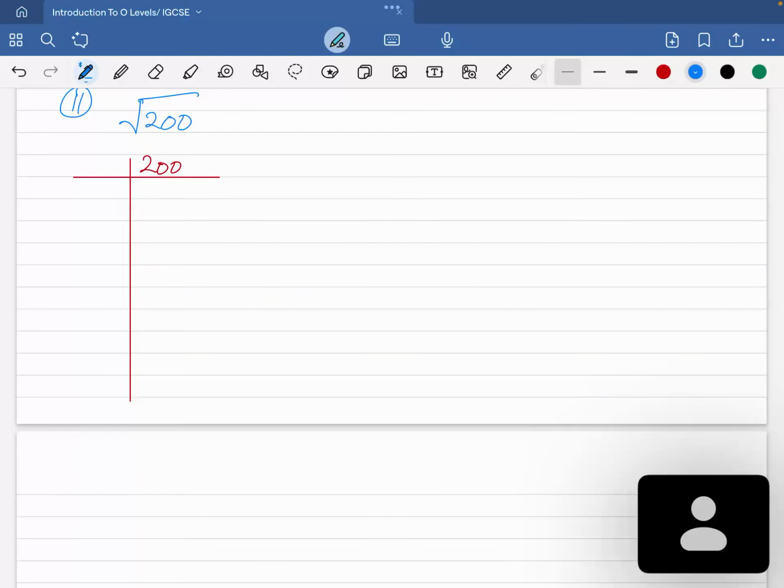So we can use only prime numbers. 2 is the smallest prime number. So 100, use table 2. It would be 50. Use table 2 again. It would be 25. Use table 5. It would be 5. It would be 5. And it would be 1.